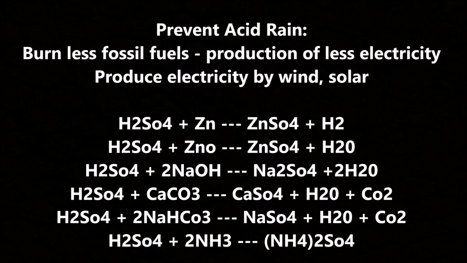Measures taken to prevent acid rain include burning less fossil fuels. This will mean the production of less electricity, but we can produce the electricity using wind and solar power.